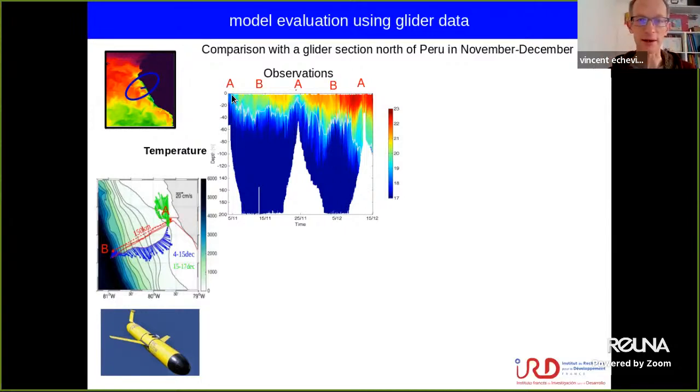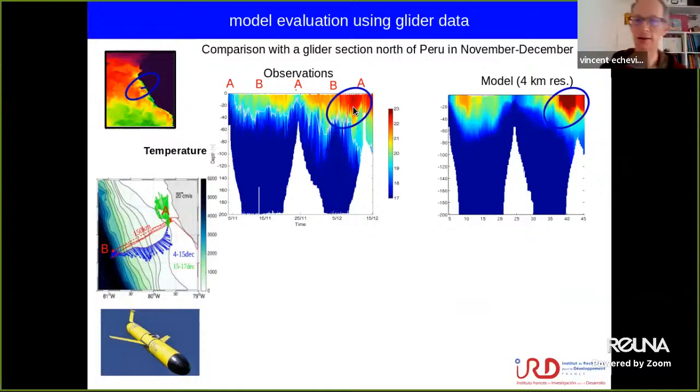And what you can see here is the temperature measured by the glider. So here you are near the coast, here you are offshore, then you come back near the coast, then offshore, then again near the coast. And you can see that at the end of the period, so near the 10th of December, you have a strong warming of the surface layer, which corresponds to the advection of warm water due to El Niño. Okay. Then if you look at the model, which has, in this case, a 4-kilometer resolution, it's not exactly the same model as shown before, it is able also to represent correctly this warming.